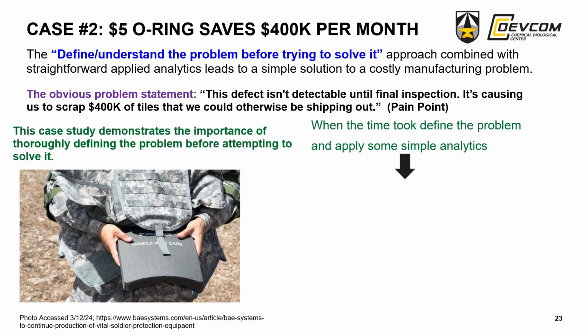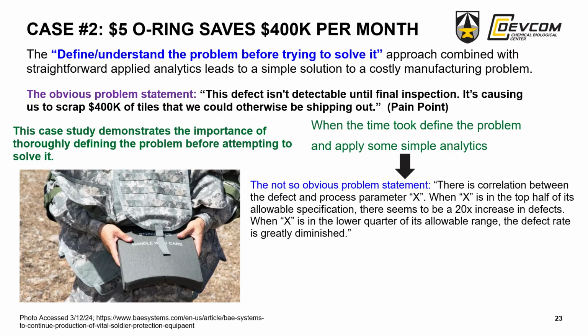So my team and I, we looked at the whole process. We looked at the serial numbers of the defective tiles. We traced it back to where they went through the process. We looked at dates, times, pieces of equipment. And the only correlation that jumped out at us was that there was a particular machine in the process that had a process parameter I'm calling X here.